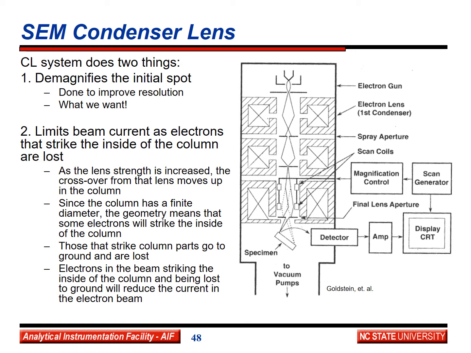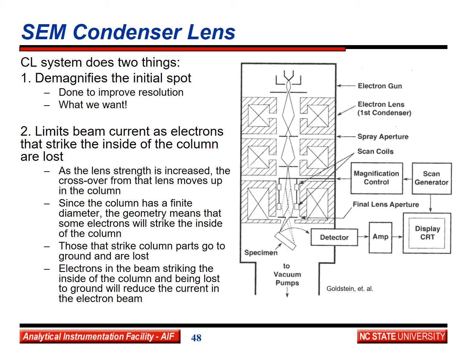Imagine what happens as we increase the strength of the field in this lens right here. As we increase the current through the lens, the strength of this magnetic field will increase, and that will cause this crossover to move up in the column, which will make these angles more sharp. As these angles become more acute, more electrons are going to strike the inside of the column, and they are not going to go down through all of the various spray apertures to strike the sample. Those electrons strike column parts and go to ground.